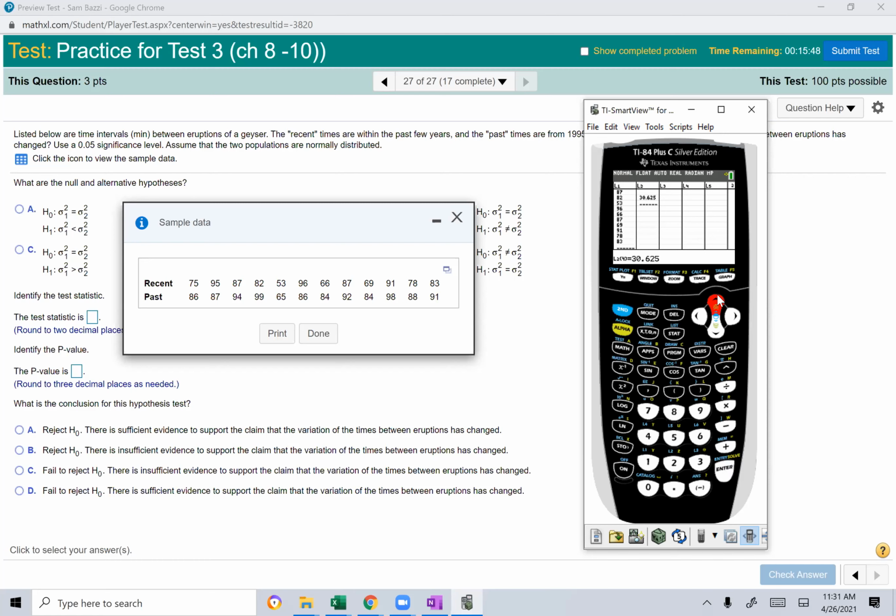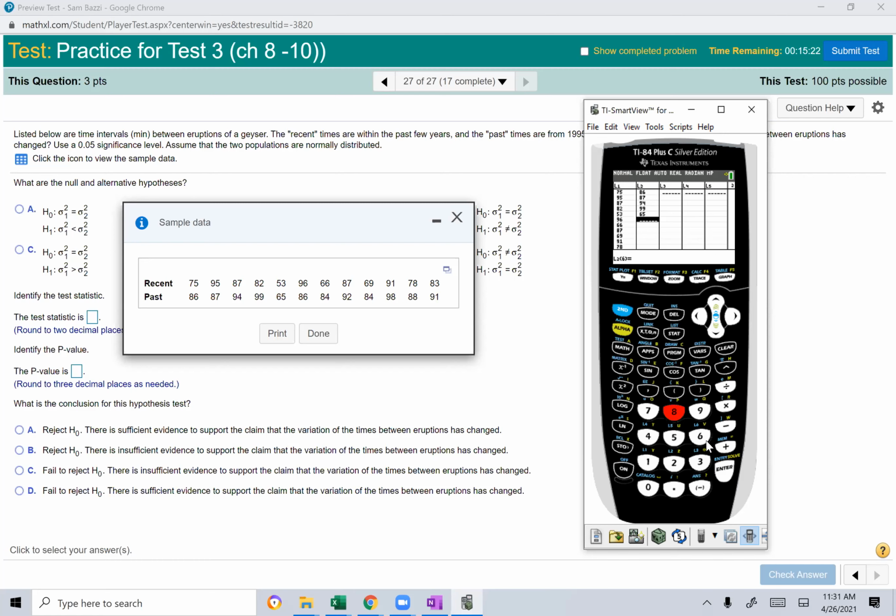Now let's go to L2. And 86. He didn't give me a summary. That's why I'm putting the data there, but I'm going to show you that you can still work with that. No problem. 94, 99, 65. Usually he'll give you S1 and S2 and N1 and N2. He didn't.